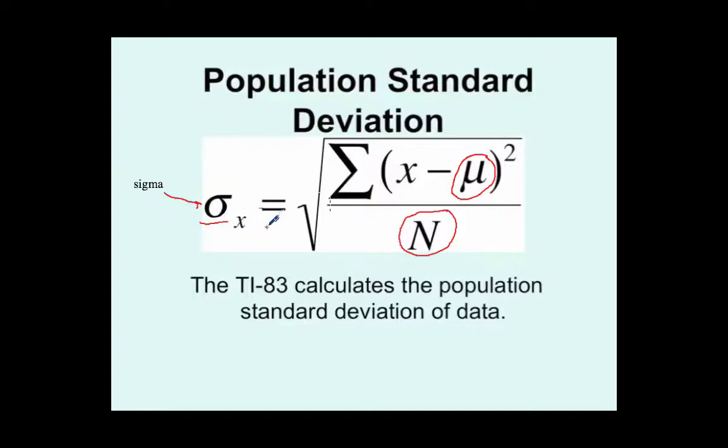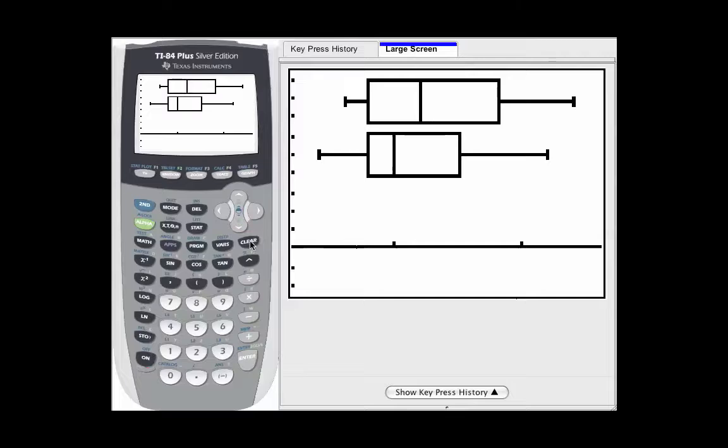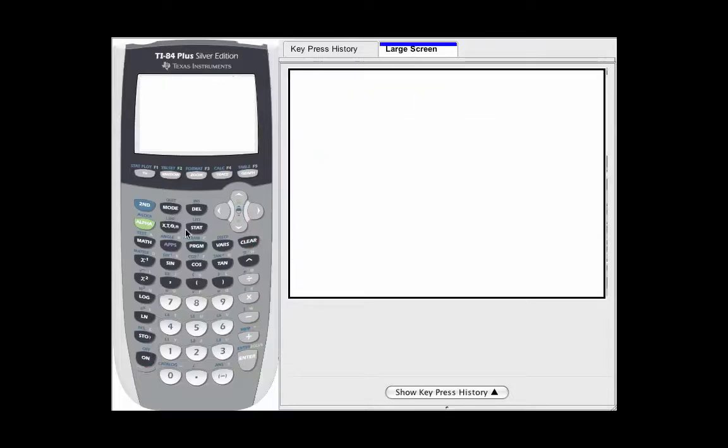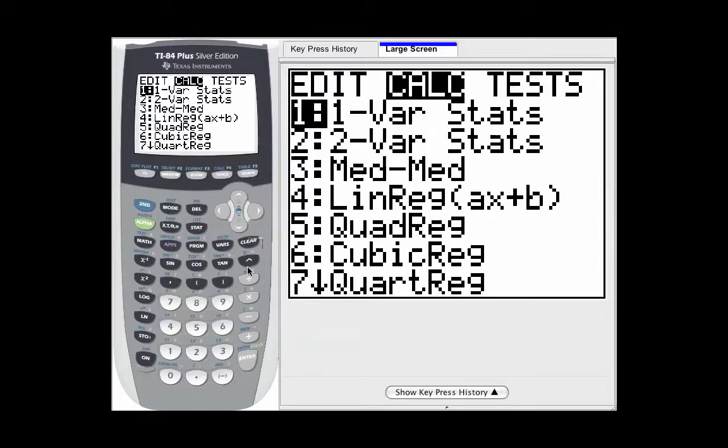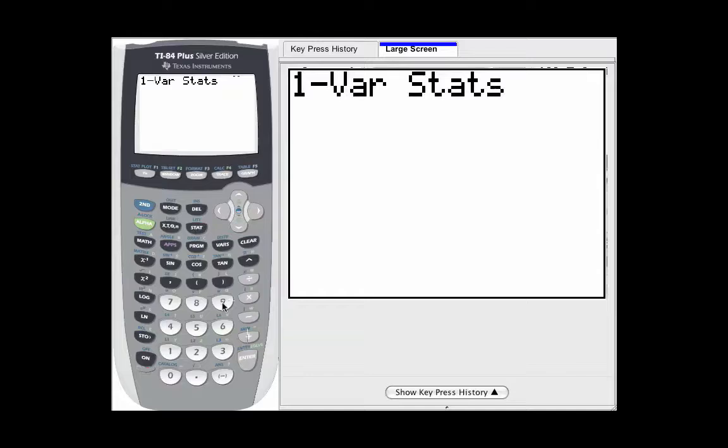Now, fortunately for us, our TI-83, 84 calculators calculate both the population and sample standard deviations. So let's go ahead and get the calculator up here, and let's see how it does that, okay? So clear out our box plots from our previous example, and what we're going to do is go into Stat, we're going to go to Calc, we're going to go to 1-Var Stats, and we're going to go ahead and get the standard deviation of the age data.